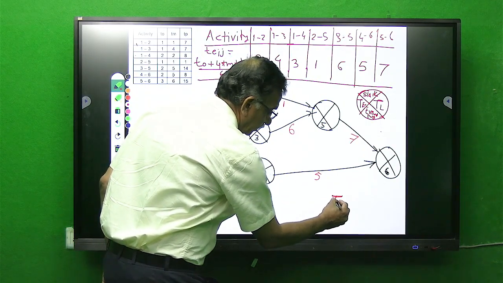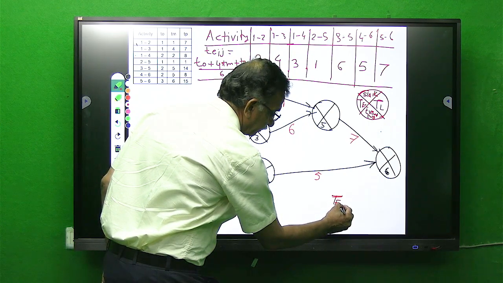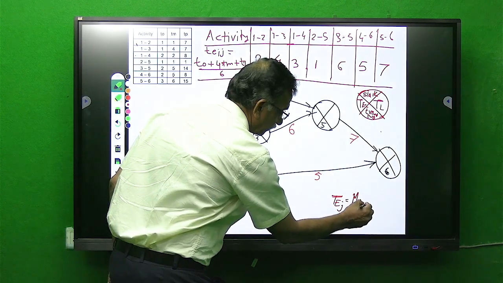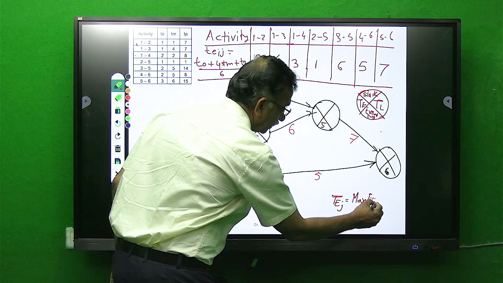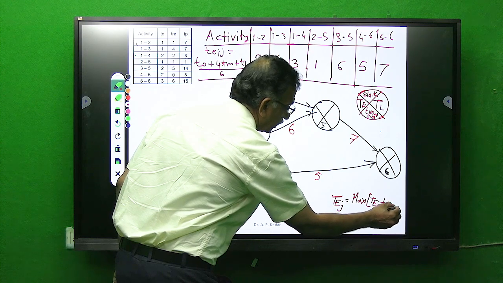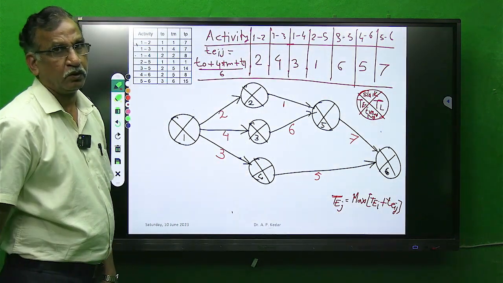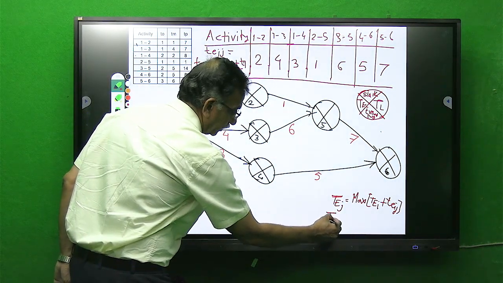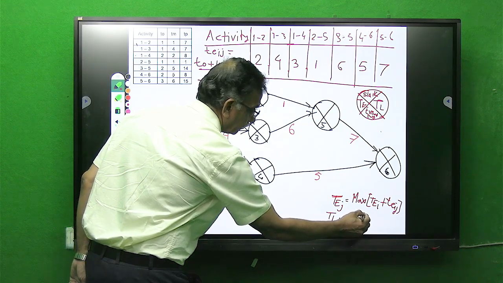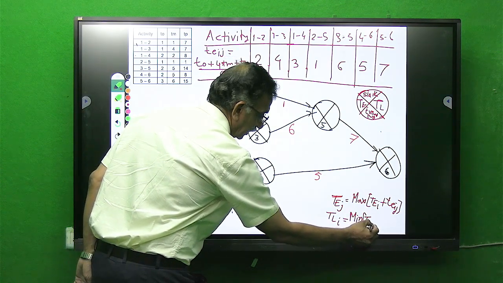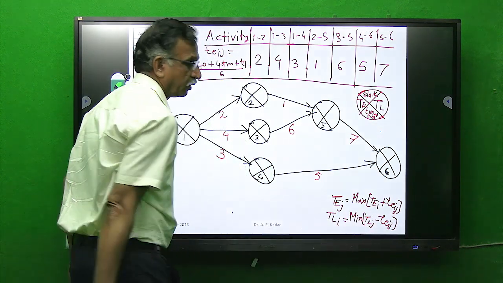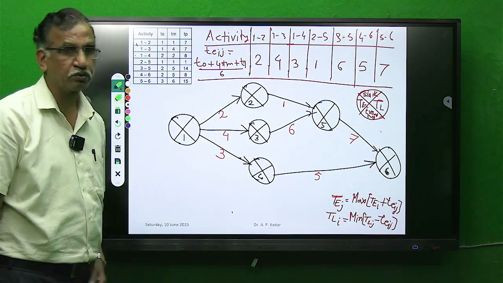TEJ is equal to maximum of TEI plus TEIJ. Similarly, TLI is equal to minimum of TLJ minus TEIJ. That's all. No need for most of the text.